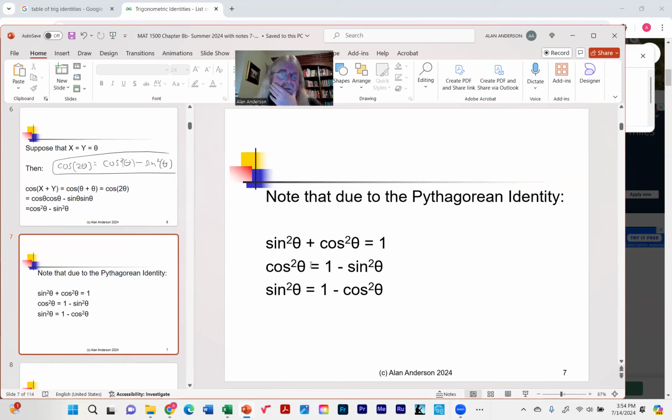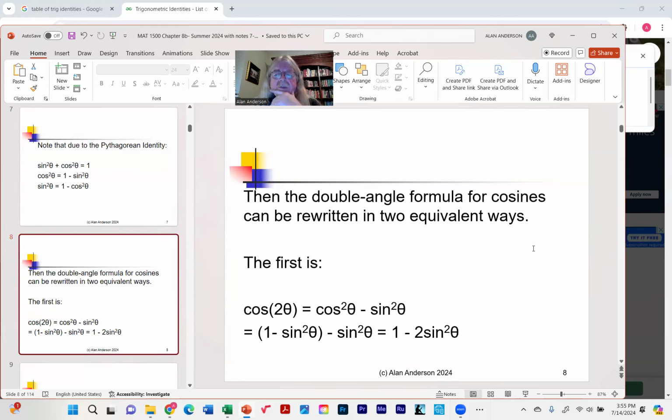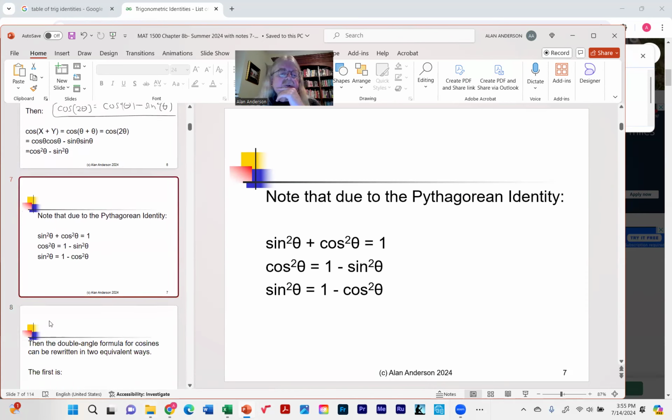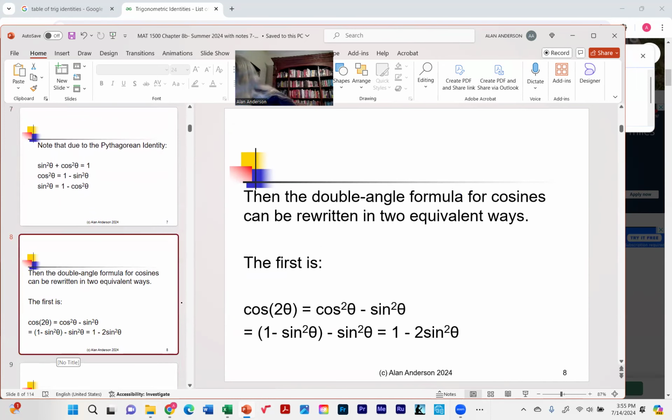Then we also know just from the original Pythagorean identity how to rearrange this algebraically and solve for cosine squared theta and sine squared theta. Now, why are we doing this? Because we're going to plug them into these double angle formulas. And here's what we end up with. So the cosine of 2 theta, as we saw before, is cosine squared theta minus sine squared theta. But remember, too, cosine squared theta from the Pythagorean identity is 1 minus sine squared theta. Okay, and so you end up with this.